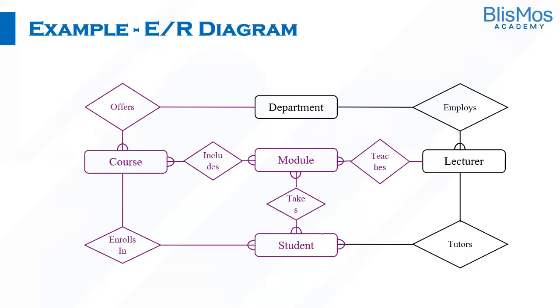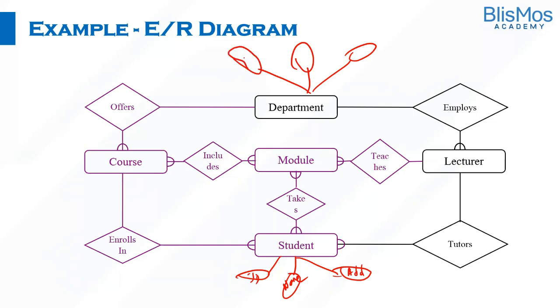For each of the entities, we also need to come out with the attributes. Like we have student ID, name, address. So these are the attributes. Like it is a department ID, department name, and department address. Like that, we have to come out with the attributes for each of the entities.